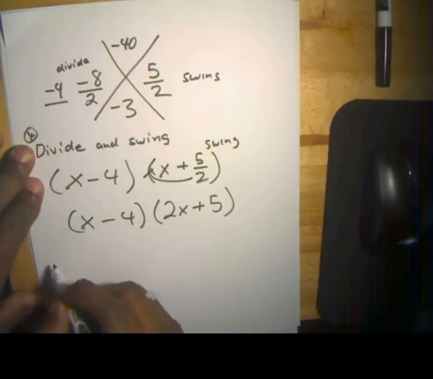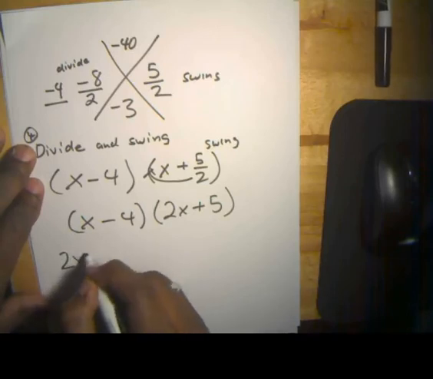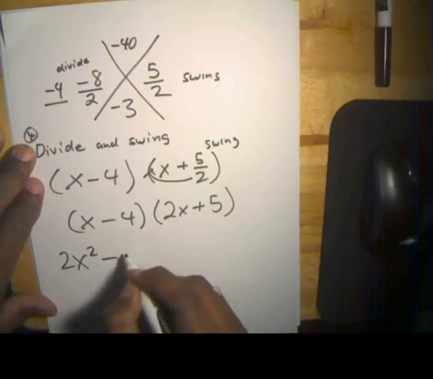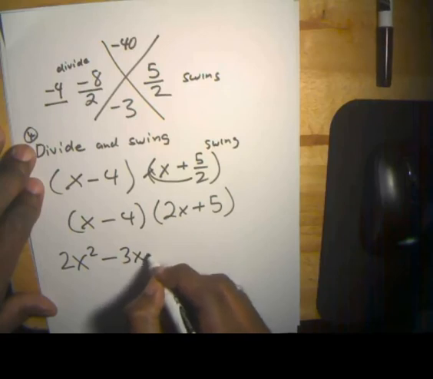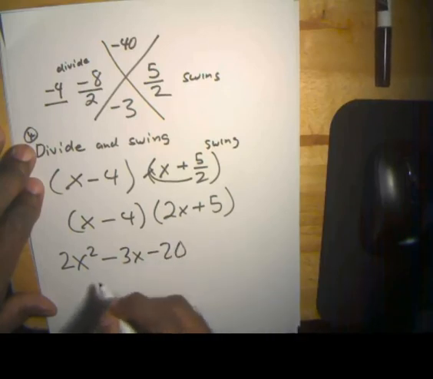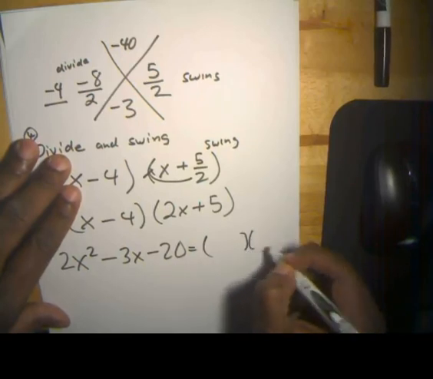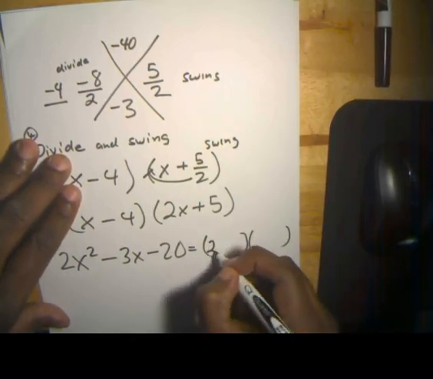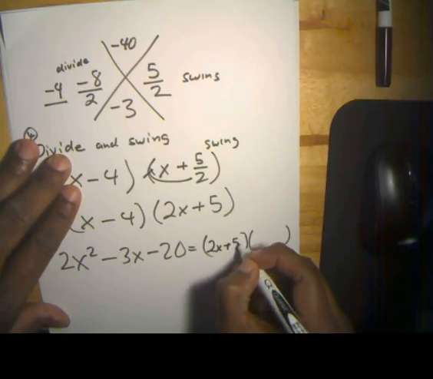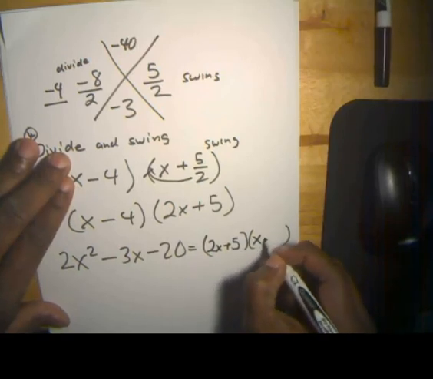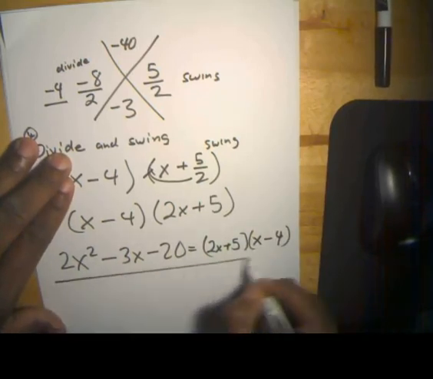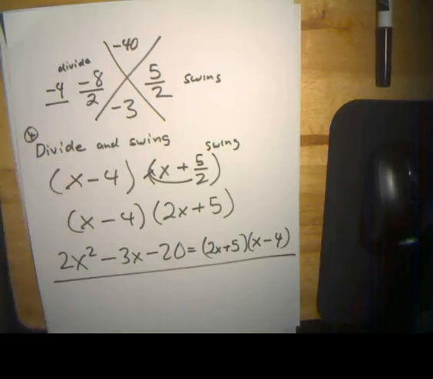So to conclude, if we factor 2x squared minus 3x minus 20, that can be written, factored as 2x plus 5 times x minus 4. And that's the end of that example.